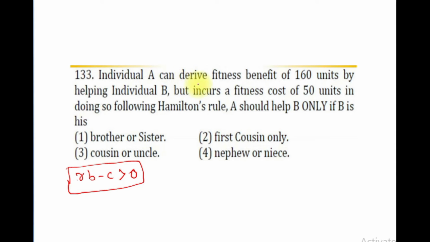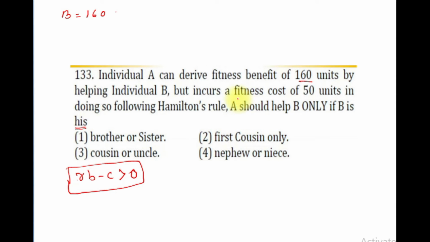Individual A can derive a fitness benefit of 160 units by helping individual B. Here B is 160. But it incurs a fitness cost of 50 units in doing so. Following Hamilton's rule, A should help B only if B is his... We have to find the relation over here.